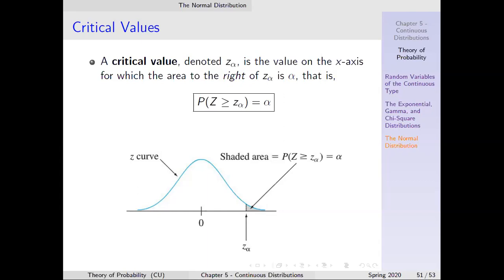It ought to remind you of the opposite of a percentile. Negative Z sub alpha would be the alpha-th percentile rank for the standard normal distribution. So the probability of things being in the tails like this is very important. Let's look at an example of this.